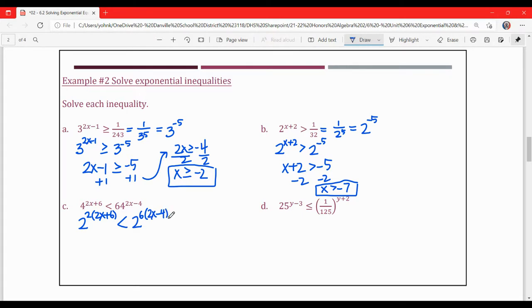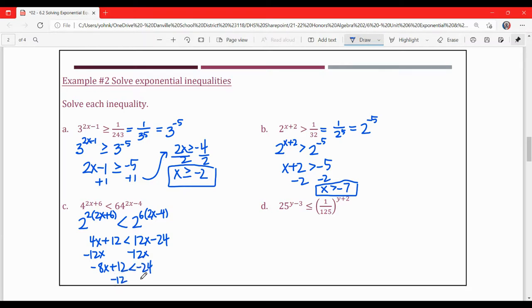Now that the bases are the same, I can deal with the exponents. I'm going to distribute as well. So I'm going to get 4x plus 12 is less than 12x minus 24. Bring the letters to the left side by subtracting. This gives me negative 8x plus 12 is greater than negative 24.